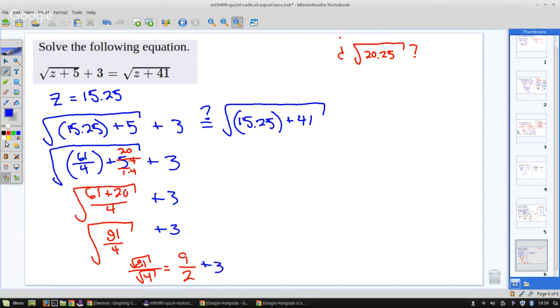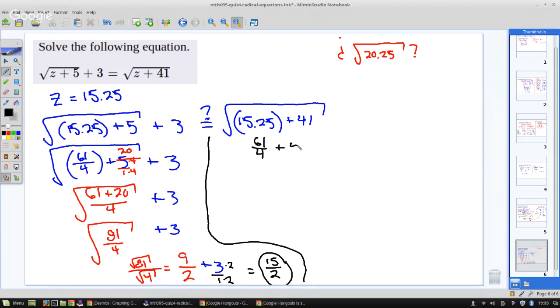And so now I can use it. Call that 3 over 1. Common denominator is 2. That gives me 6 plus 9. 6 and 9 is 15 halves. All right, so we got the left side down to 15 halves. So now we're hoping the right side does something similar. We're going to view the 15.25 as the original 61 fourths plus 41.